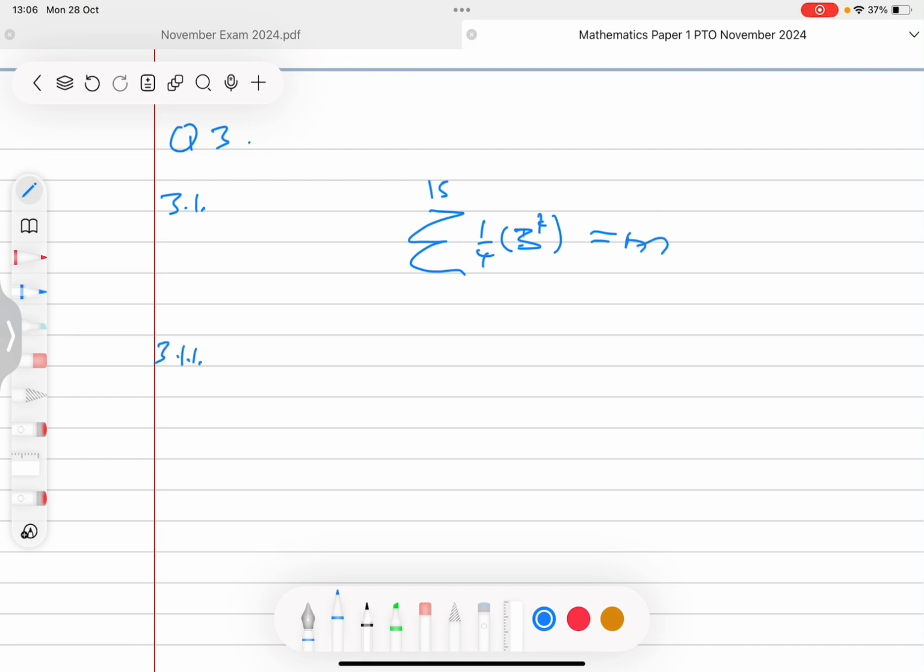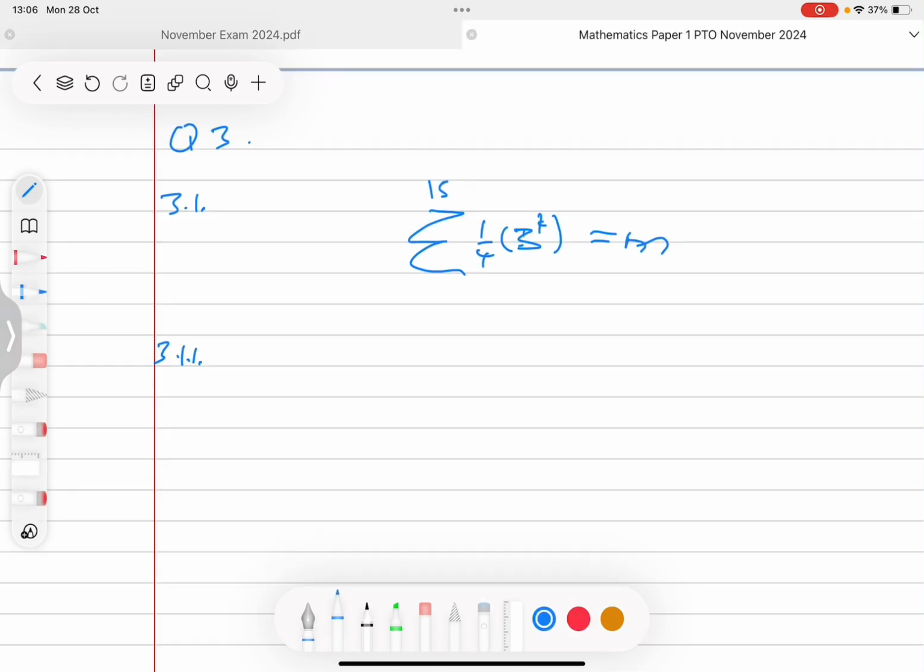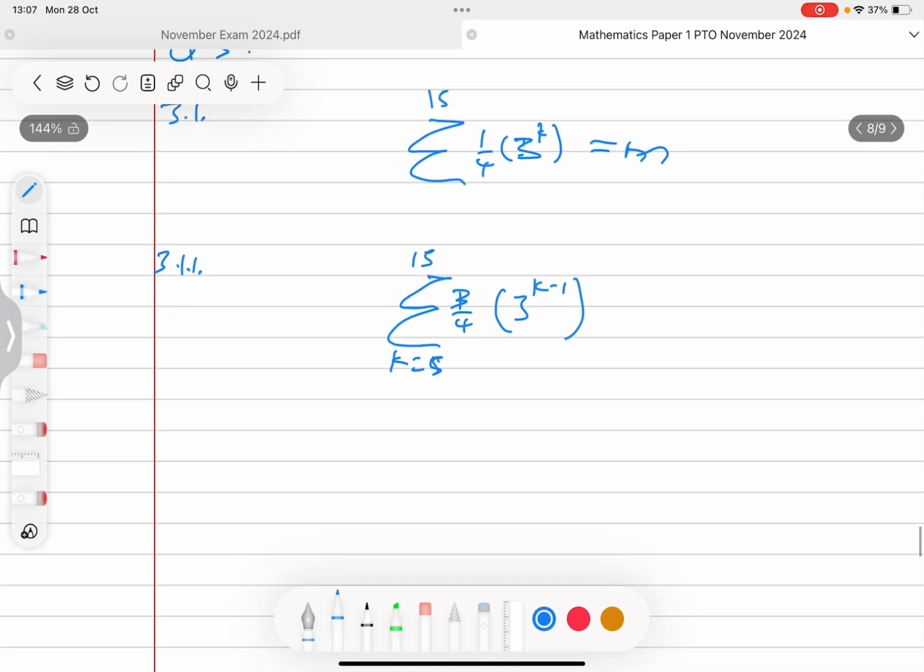Under 3.1.1, they give us the sigma notation of 3 over 4, 3 to the power k minus 1, starting from k equals 5 to 15. Now, we can see similarities here.